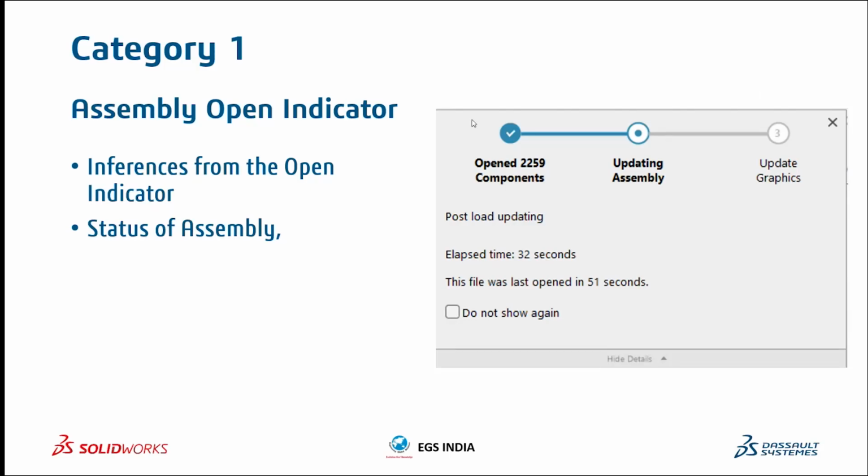So it gives us clarity on where time is being spent and which part of the process is slowing things down. With this, we're going to conclude category 1, where we looked at options or features which have helped in reducing the opening time of an assembly. The next is going to be your rebuild time or update time.